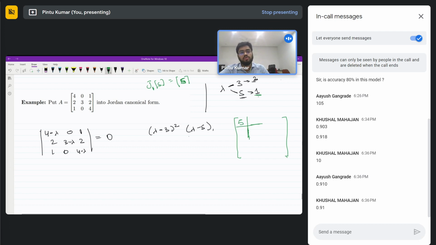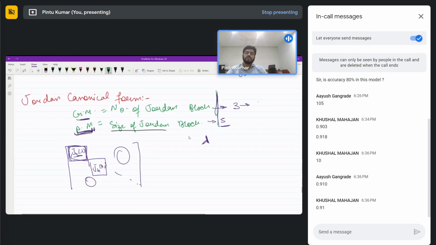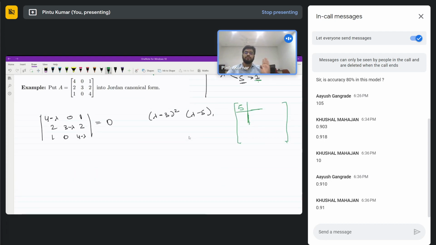Now we will have size 2. So the sum of the sizes of all the Jordan blocks corresponding to lambda 3 will be 2. How many blocks there will be is decided based on the geometric multiplicity. Now how do we calculate geometric multiplicity? We have to look at the number of independent eigenvectors. So what we have to do is solve A minus 3I times v equal to 0.